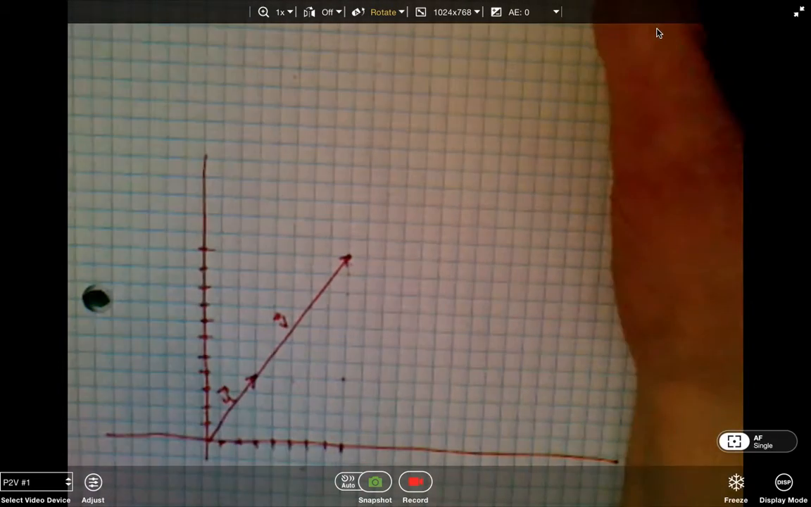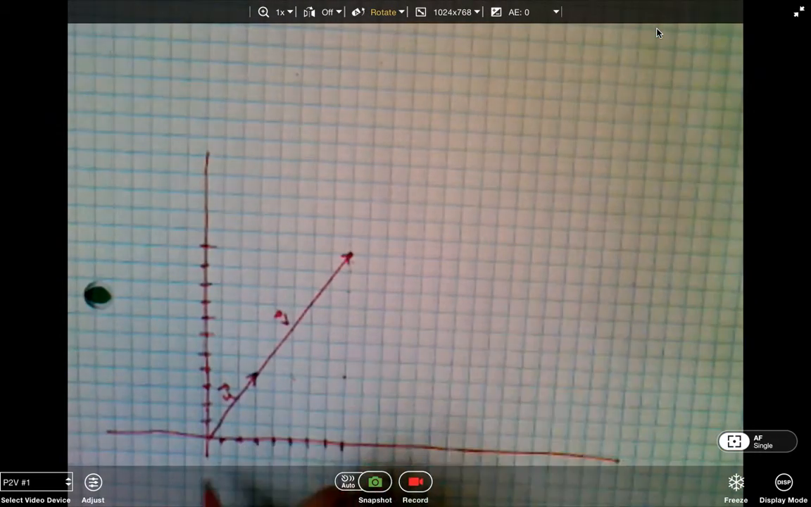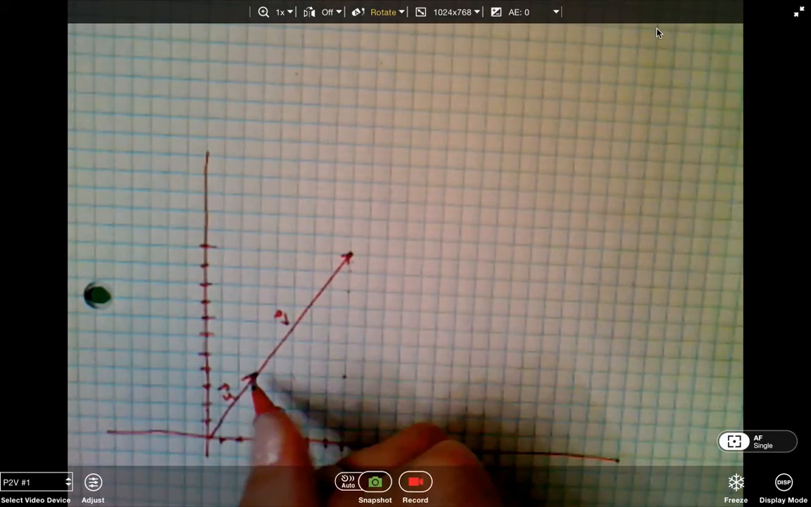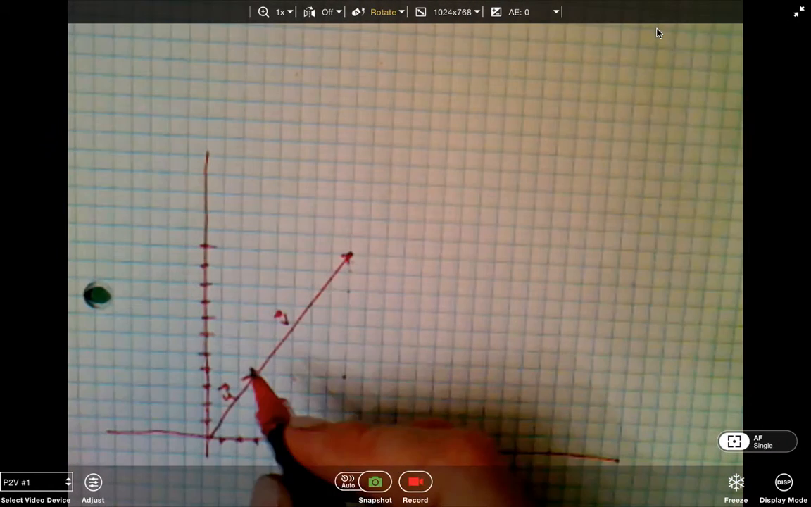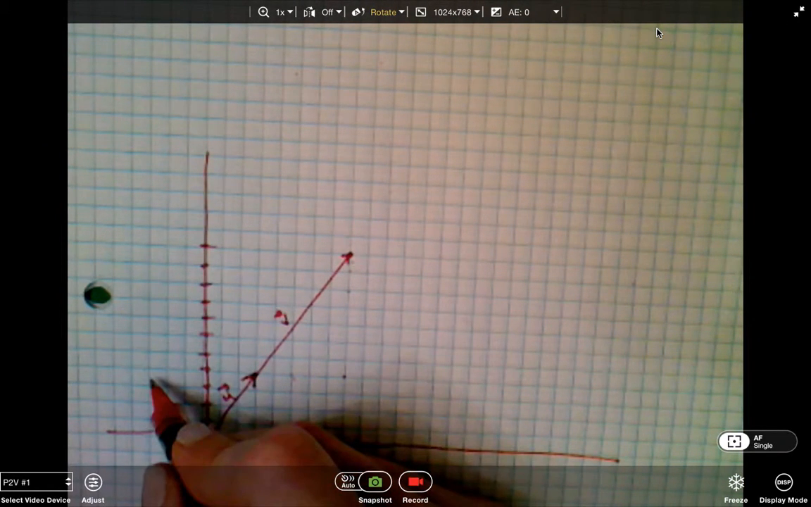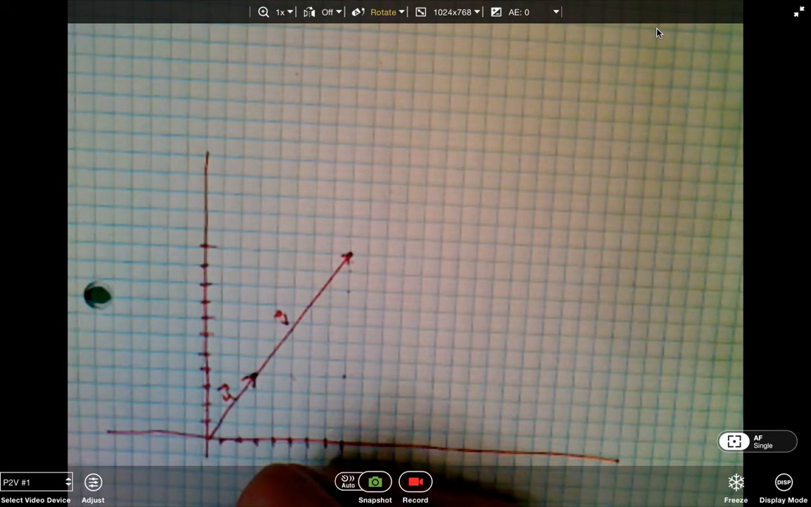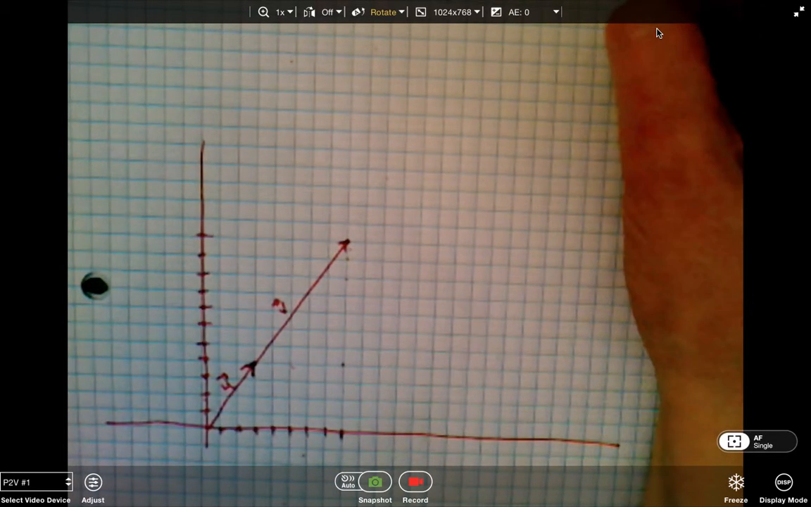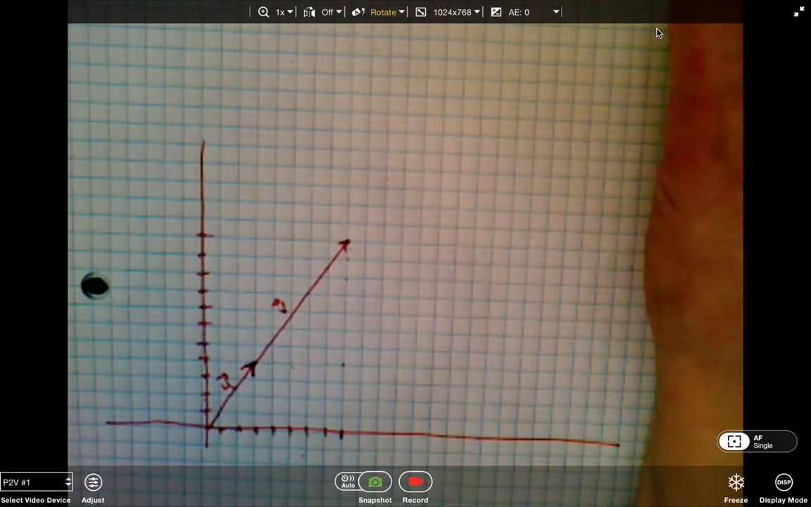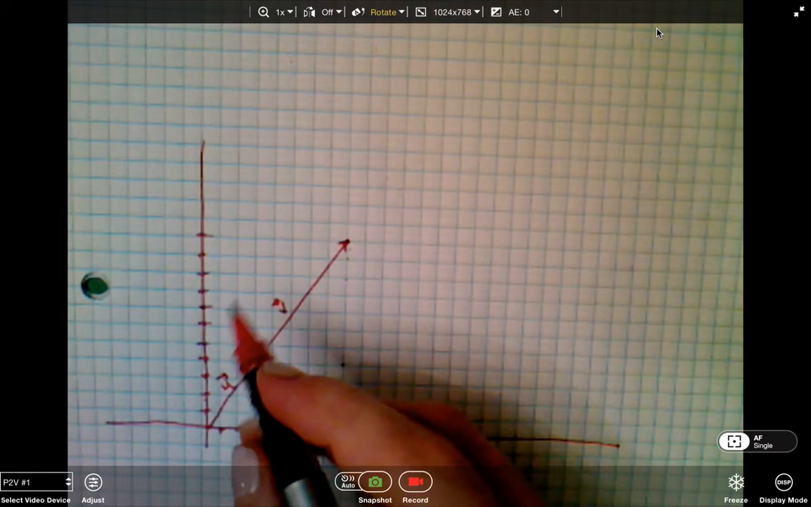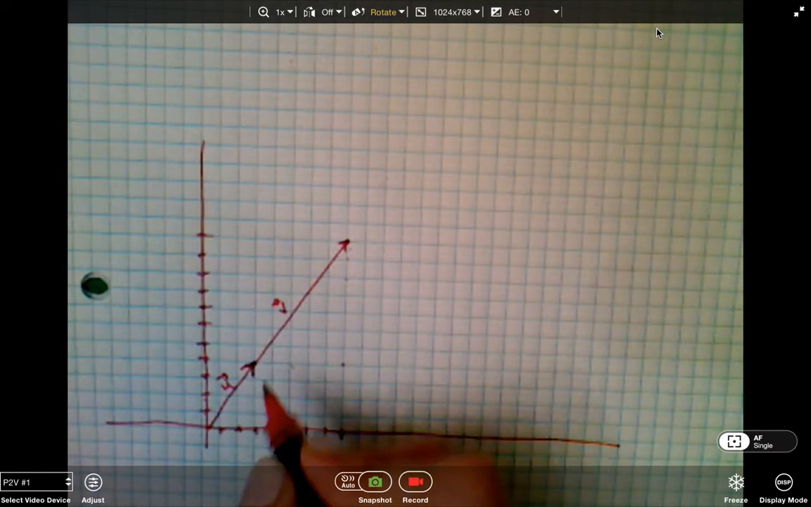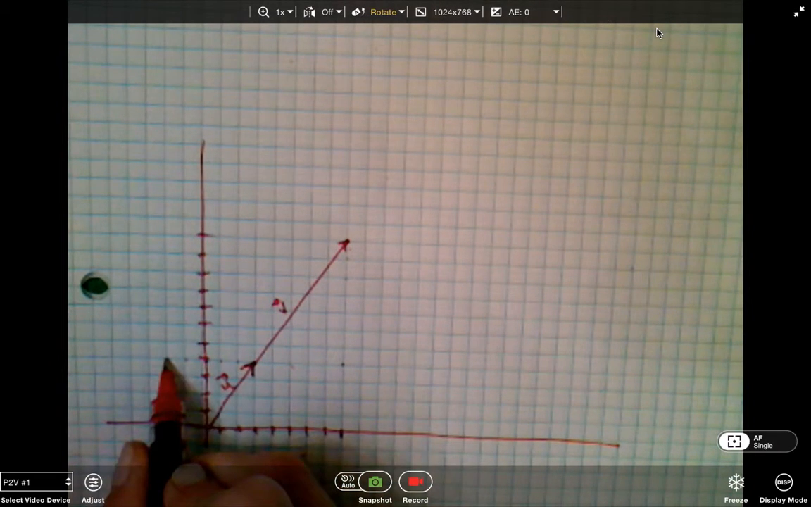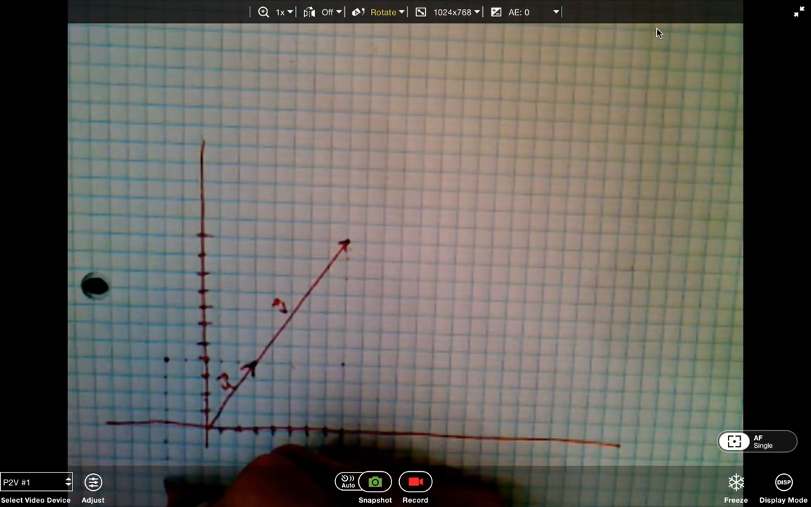u minus v, well, we would still start with u here, and then head to tail we would go 5 this way and 7 down. So each one of these is going to be the opposite. So the opposite of v is -5, -7. So we're here, we're going to go -5, 1, 2, 3, 4, 5, and then down 7, 1, 2, 3, 4, 5, 6, 7.